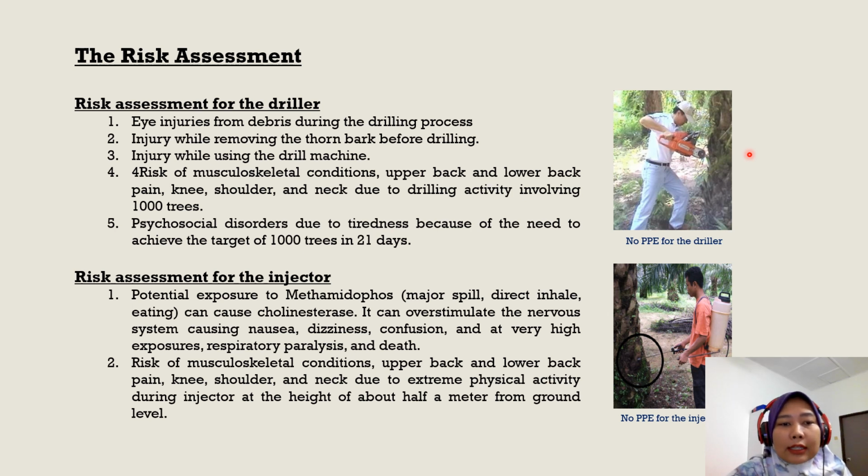For the injector, there is potential exposure to the pesticide, which we know is a dangerous chemical, such as from a major spill, direct inhalation, and ingestion. It can cause a few health effects like nausea, dizziness, confusion, and even death. This person also has a risk of musculoskeletal conditions if the work is not done in a good position.